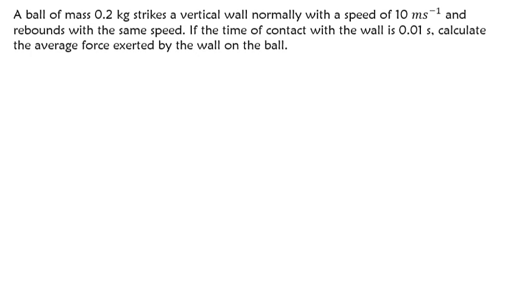A ball of mass 0.2 kg strikes a vertical wall normally with a speed of 10 meters per second and rebounds with the same speed. If the time of contact with the wall is 0.01 seconds, calculate the average force exerted by the wall.